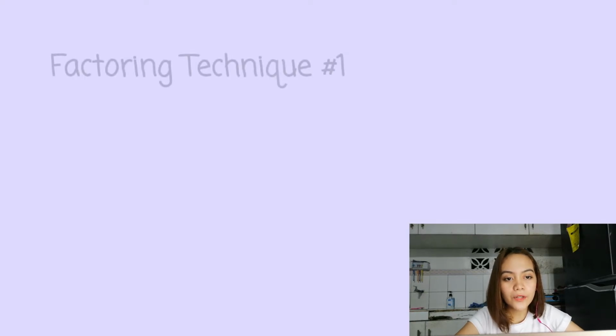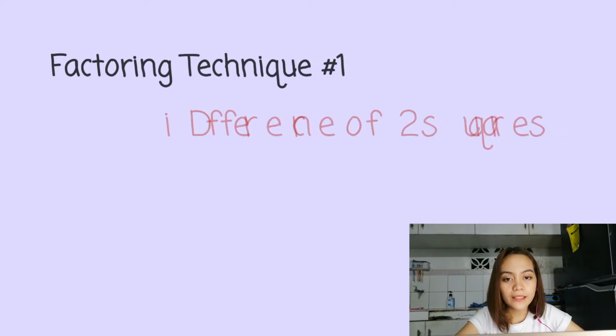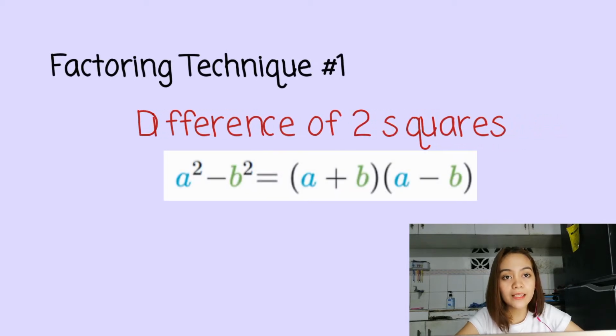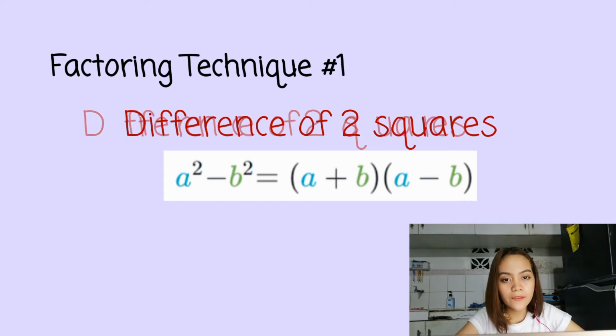Now let's work on the first factoring technique, which is the easiest factoring technique to use because you only need to recognize the difference of two squares in a given polynomial. If you see a squared minus b squared, this pattern, you can factor it out or separate your polynomial into a minus b times a plus b.